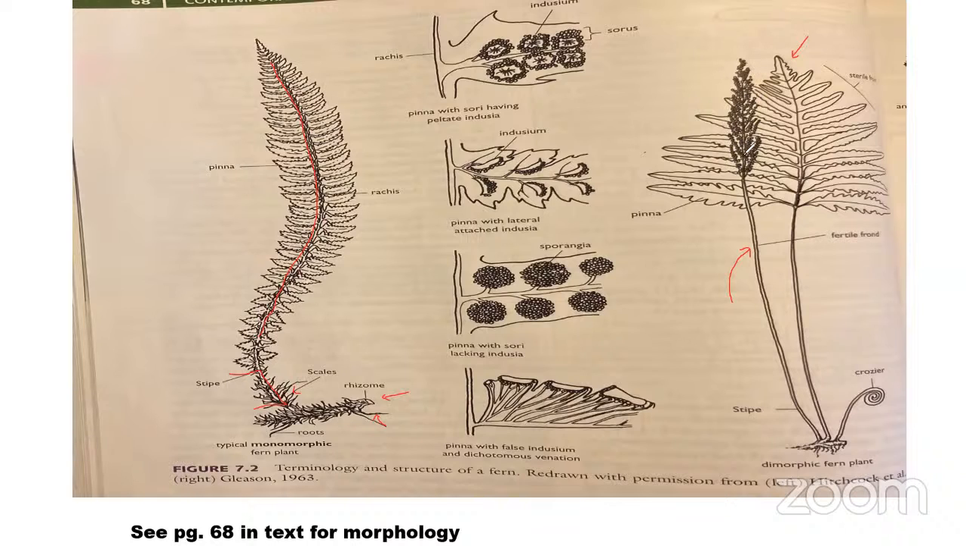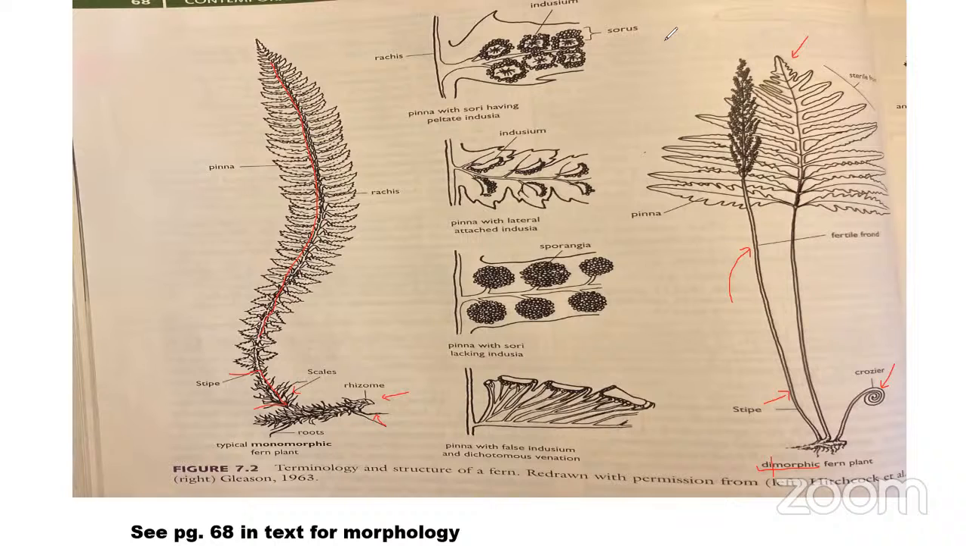So this would still count as a frond, but now we have the two types, the sterile frond and the fertile frond. Otherwise, we're naming the structures the same. So the stipe is like a stalk structure. And here we see a crozier or fiddlehead. We might refer to this as dimorphic. Di means two, morph means shape. So all that's saying is we have two different shapes of fronds within this structure.